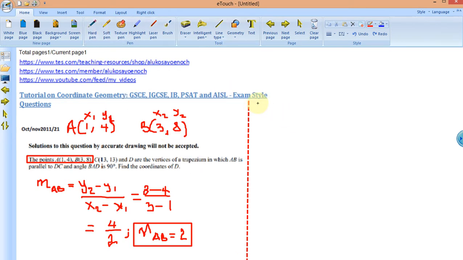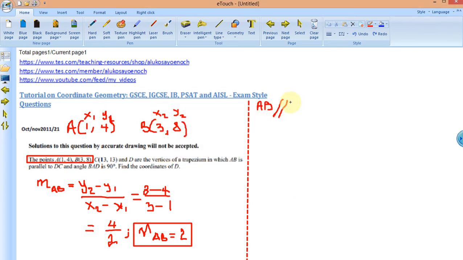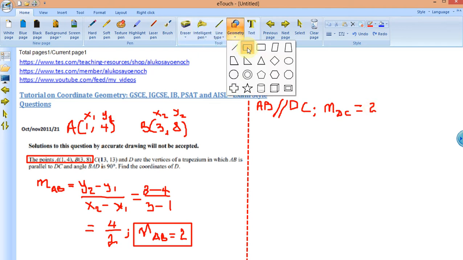Since line AB is parallel to line DC, the implication is that the gradient of DC will be the same as the gradient of AB. And since the gradient of AB is 2, the gradient of DC will also be 2. So that's good. I can put that also in the rectangular box.